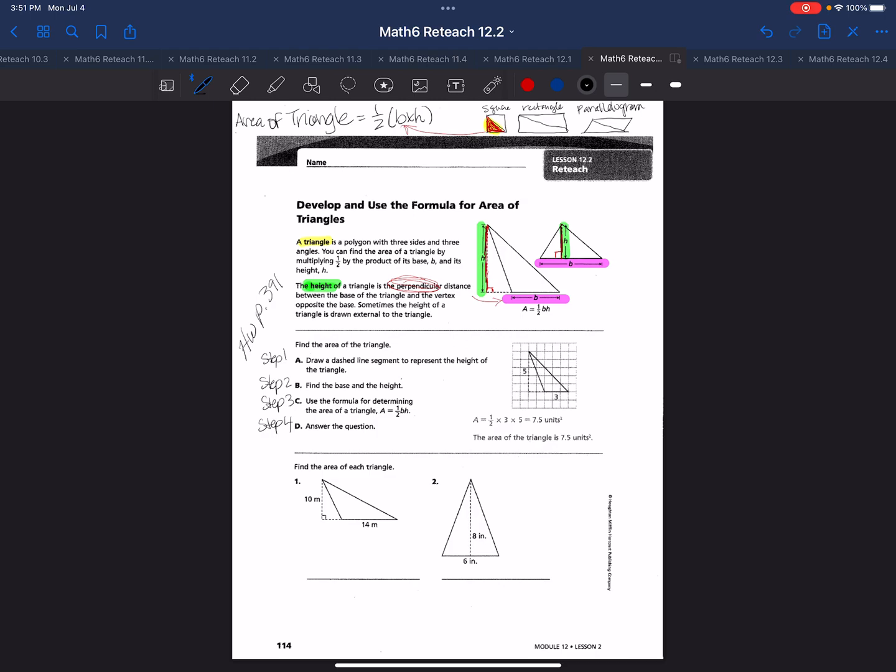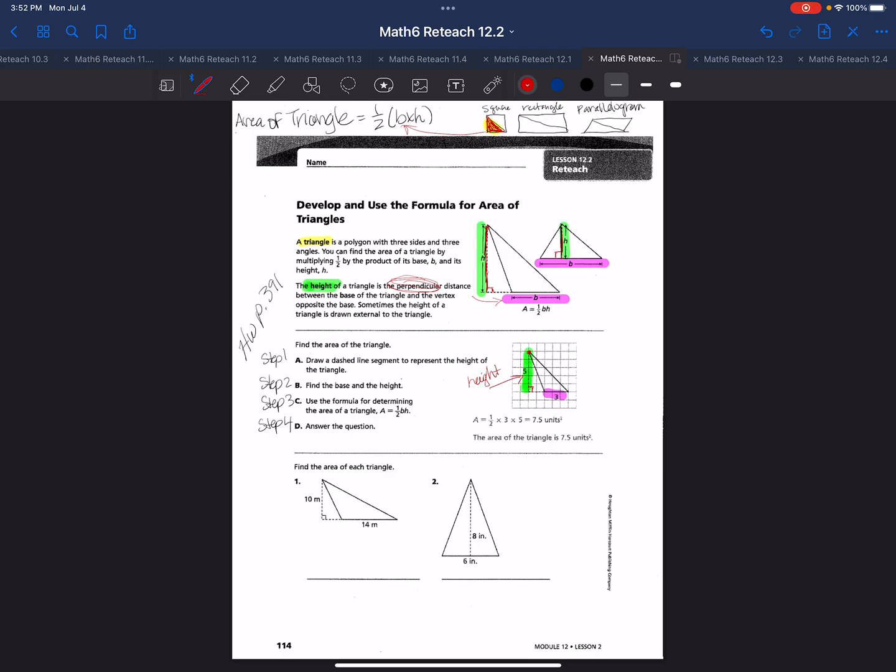Okay, let's find the area of the triangle. So I can see here, this is not a right triangle so I'm going to have to draw the height externally here. And I know that is okay because it's from this vertex point here and it is perpendicular to the base, and the base would be here, 3. That's your base. Okay, so we're going to draw a dashed segment to represent the height of a triangle. So here's my height, and that would be 5.